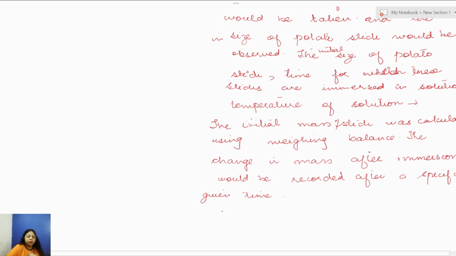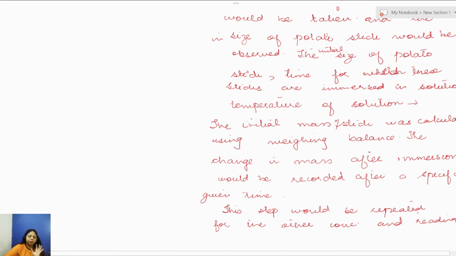Now point number 5: this step would be repeated for another concentration. We mentioned at the start that we have taken solutions of different concentrations. The other concentration is used, and the readings would be recorded. Moreover, one more thing, you don't have to write I or we. Just write it in the passive form: a reading would be recorded. Okay? 5 points are completed.